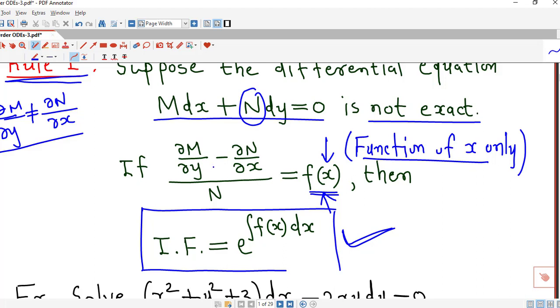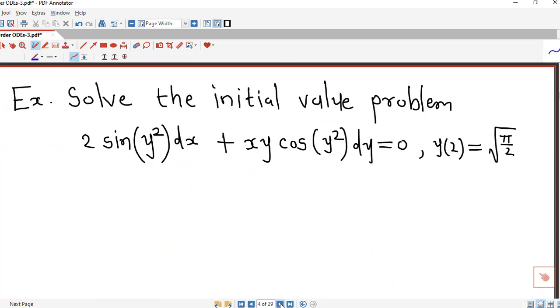If del m by del y minus del n by del x divided by n is a function of x only, then the integrating factor is given by this formula. We consider one more example. Solve the initial value problem: 2 sin of y square dx plus xy cos of y square dy equal to 0, and the condition is when x equal to 2, y is square root of pi by 2.